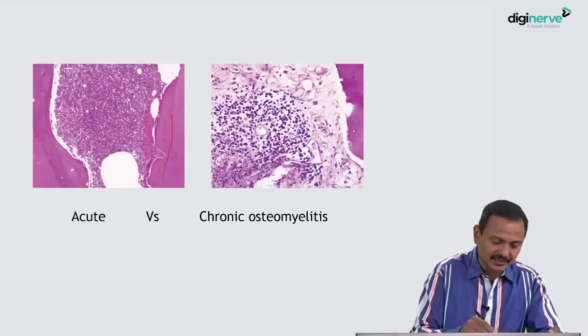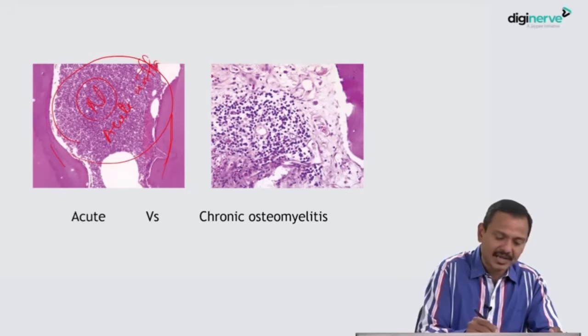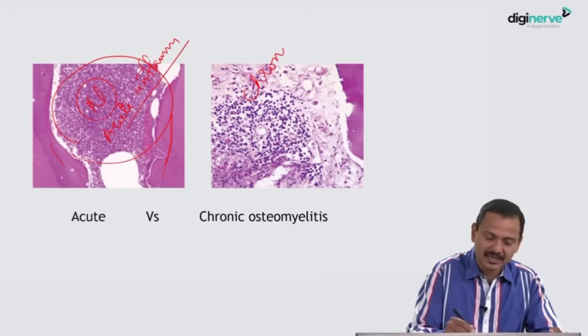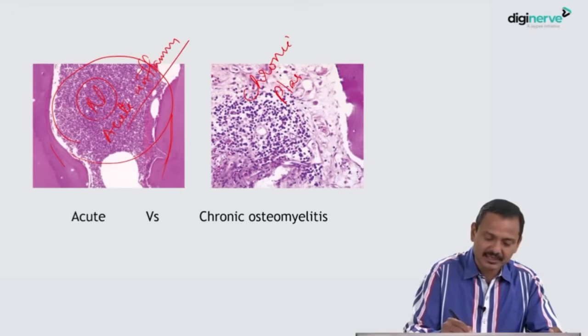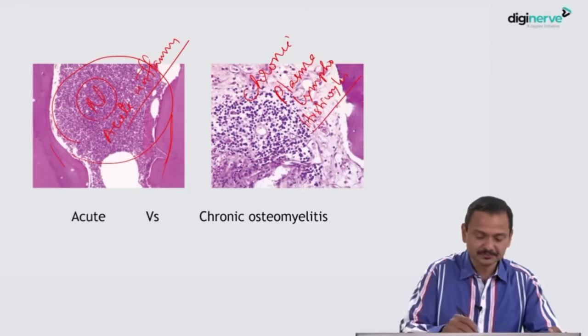Okay. Now once a biopsy is done, what a pathologist sees, you can see here the bony tissue. Here it is full of neutrophils, or acute inflammatory cells. Acute inflammatory cells are neutrophils, whereas chronic inflammatory cells are plasma cells. You can have lymphocytes as well as histiocytes. Okay, so these are chronic inflammatory cells.